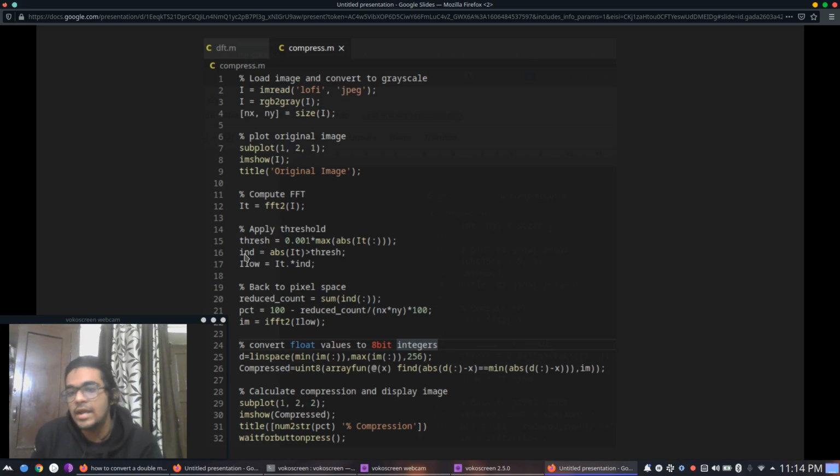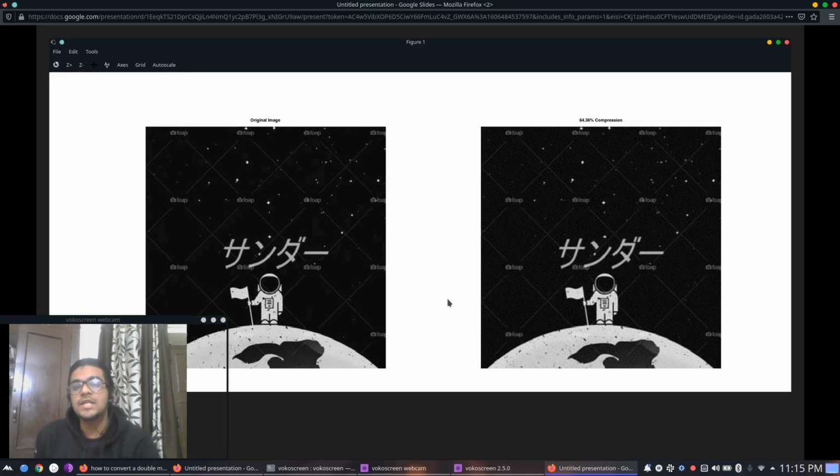The IND matrix will be populated by zeros and ones: one wherever the Fourier coefficient is above the threshold, and zero everywhere else. And I basically take a dot product with this matrix to zero out those values below the threshold, and then I apply an inverse fast Fourier transform to convert my image back to the pixel space, and then I display that converted image. And this is what it looks like.